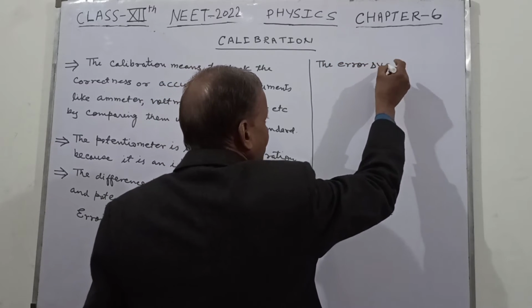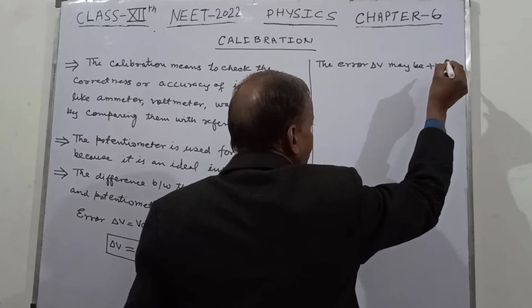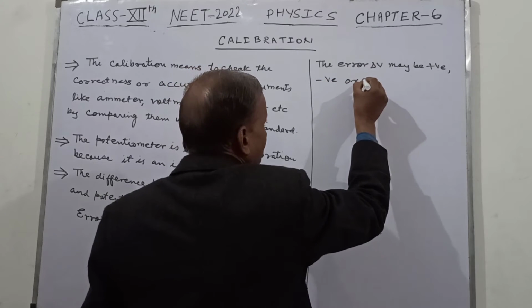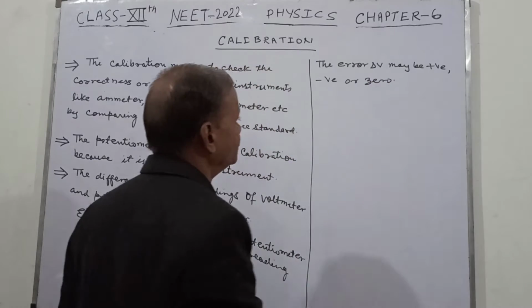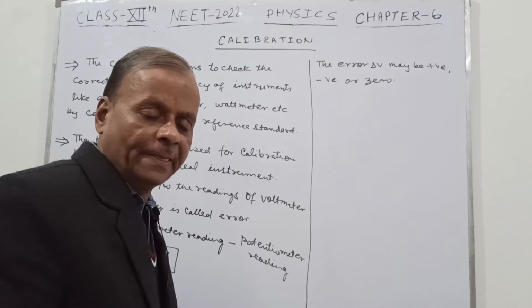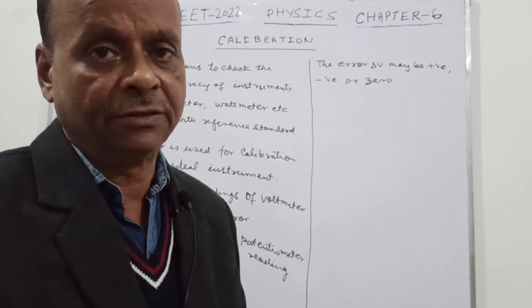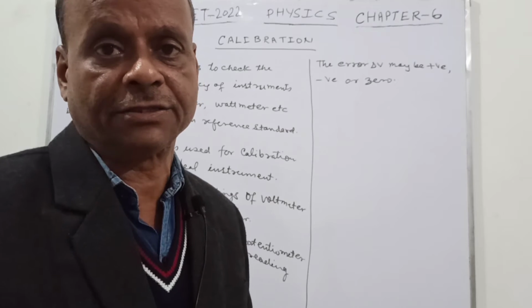The error delta V may be positive, negative or zero. So now this is what we find the error, and this error must be minimum. Then we can say that the instrument that has been manufactured by the company is correct. Otherwise it is not correct and it is not allowed to sell in the market.